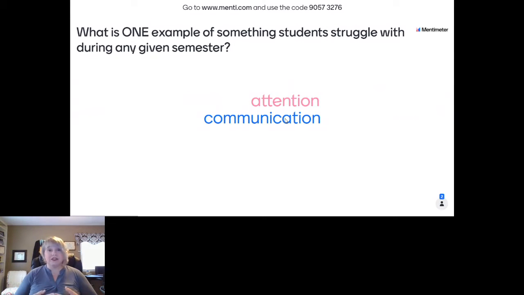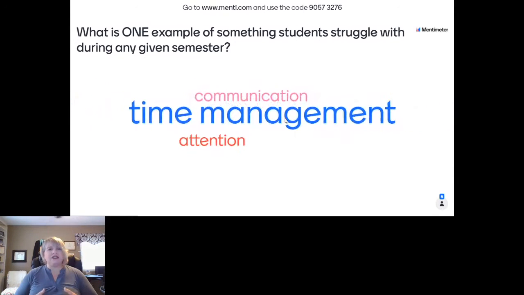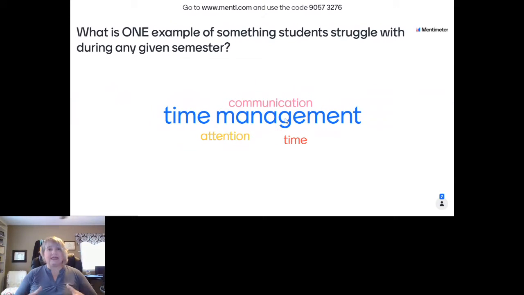Communication. Absolutely. How many times have we emailed a professor or an instructor and waited weeks to get a response? Time management. All of my students tend to struggle with time management, and I can see that most of you are saying time management is the main thing because it's the biggest one here, and it is so true.